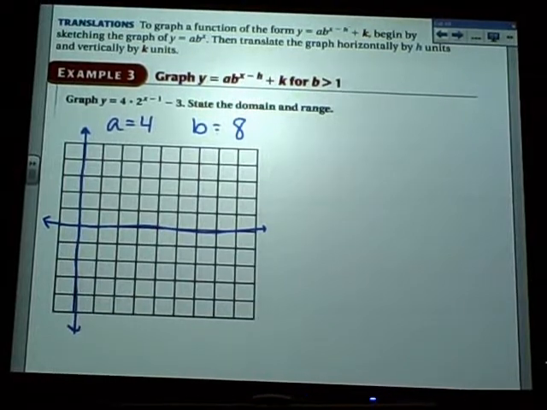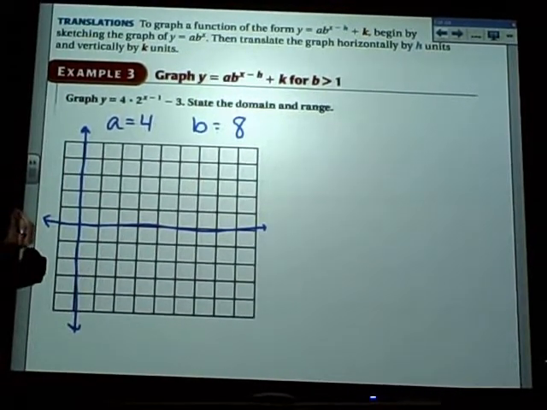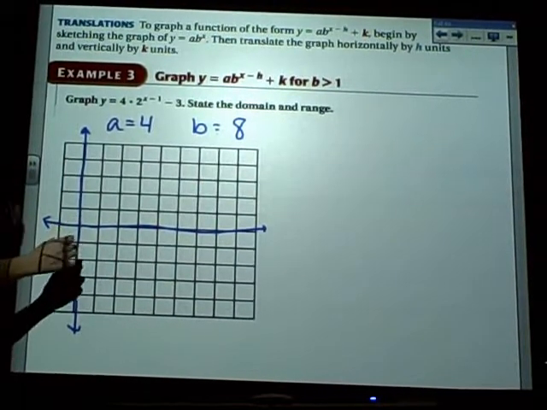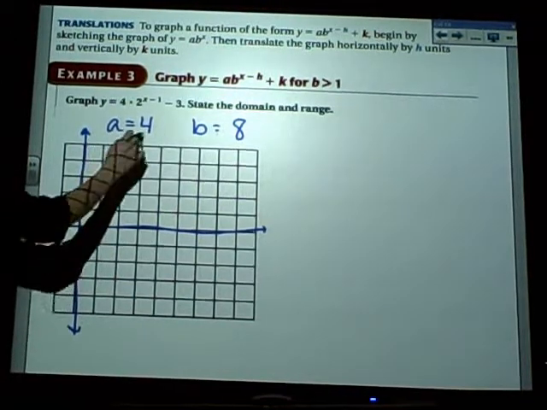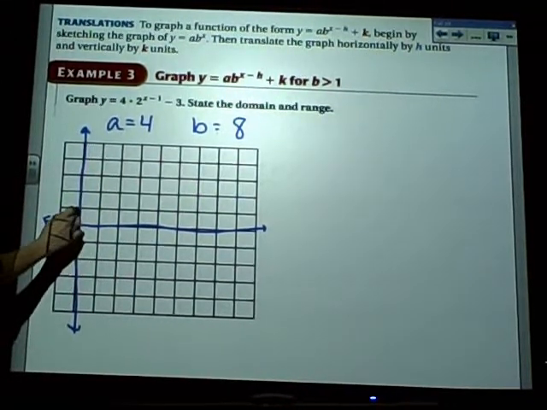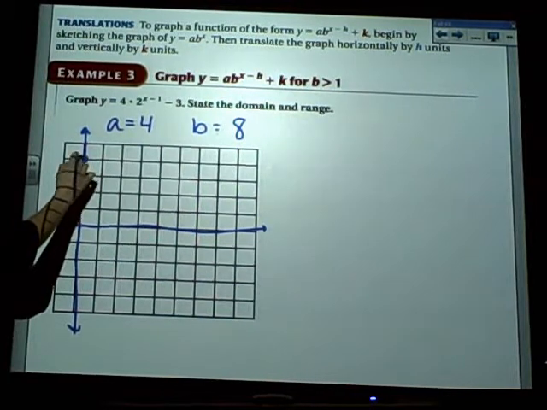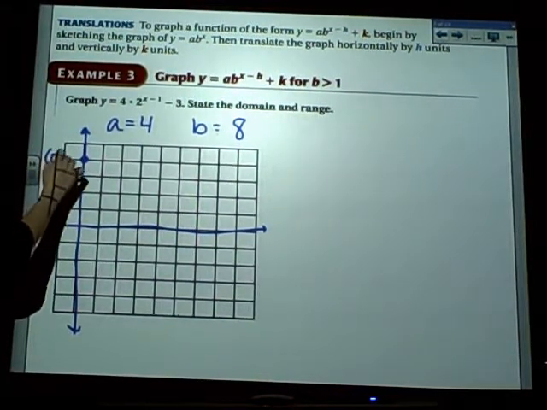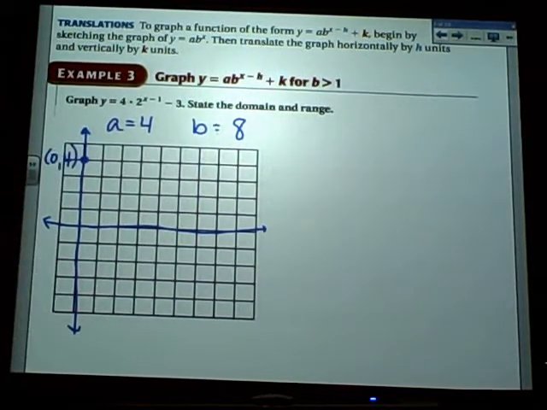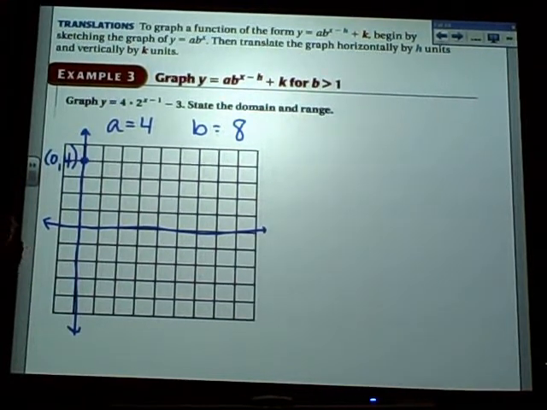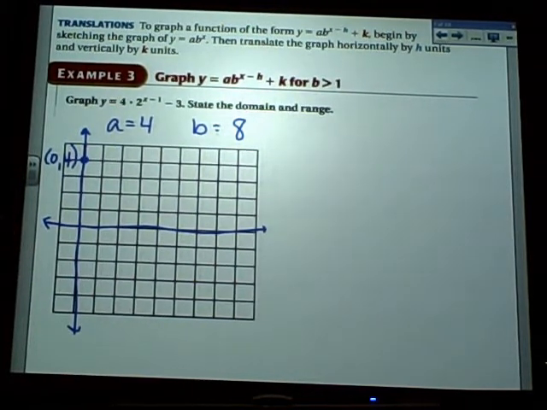Okay, so remember, our first point, the y-intercept, is 0 for your x and your a value. Here we have an a value of 4. So 1, 2, 3, 4. That's my intercept.